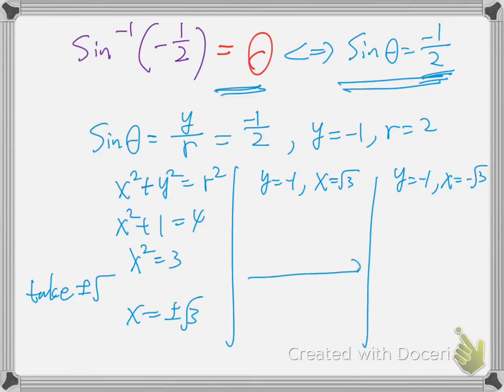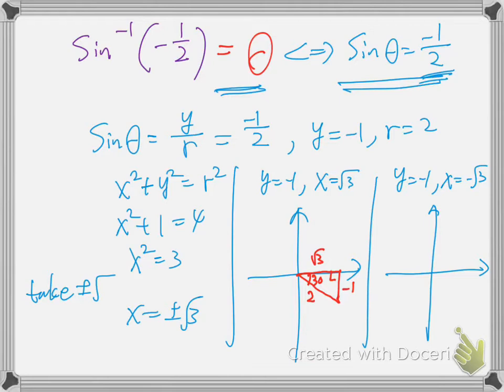This will give us two completely different pictures, two right triangles in the xy plane. First, y is negative 1 and x is positive radical 3. So this is the right triangle, and r is 2. Here is the 30 degree reference angle. What's our theta? Theta is from positive x to the terminal side, so theta is 360 minus 30, which is 330 degrees.